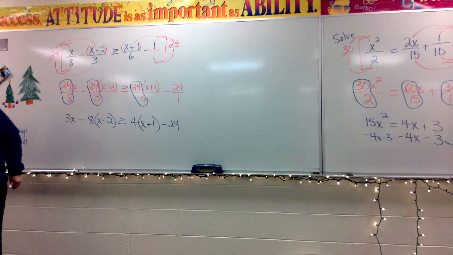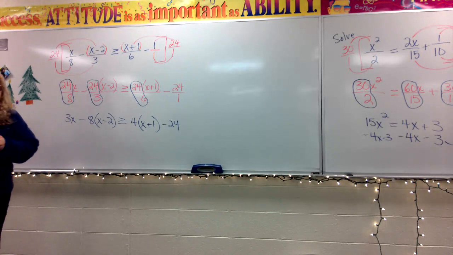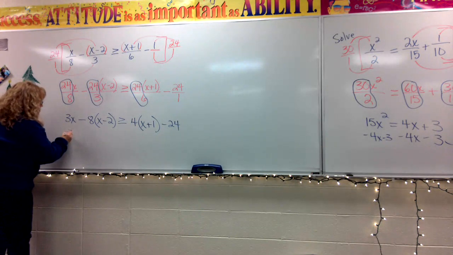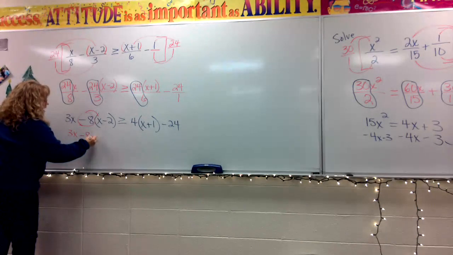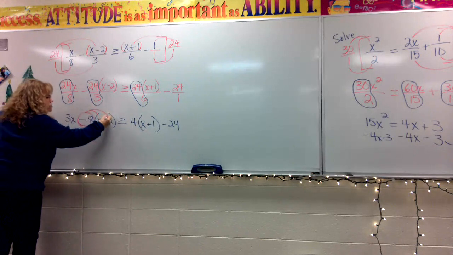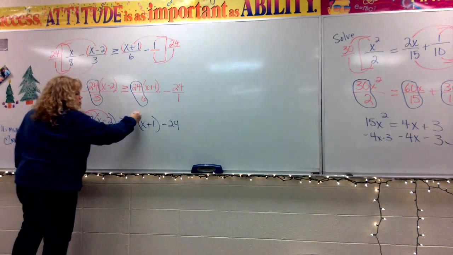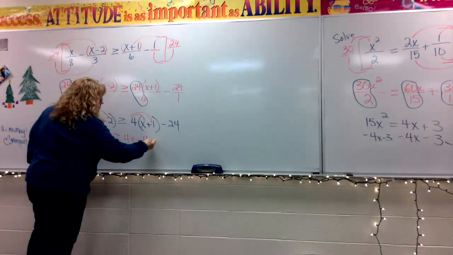Do you notice now? No fractions. Isn't that a beautiful thing? It's a beautiful thing. And now you can work this out. First, distribute. Don't forget it's negative 8 times. And negative 8 times negative 2 is positive 16. This one's not so bad. 4x, 4.